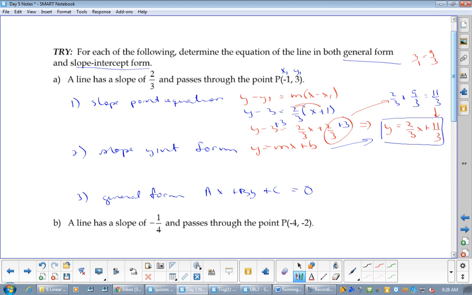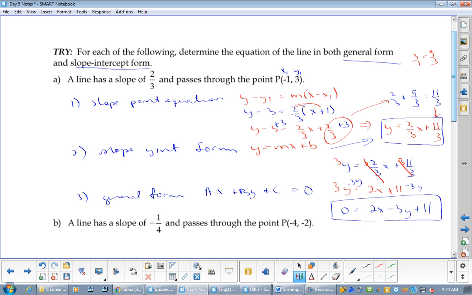So what should I do first? Multiply everybody by 3. Okay, so let me just write this again. Y equals 2/3 x plus 11/3. I'm going to multiply everybody by 3. And I will get 3y equals 2x plus 11. What's left? Minus 3y to both sides. 0 equals 2x minus 3y plus 11. That's my general form. That was my slope. This is my slope point equation.